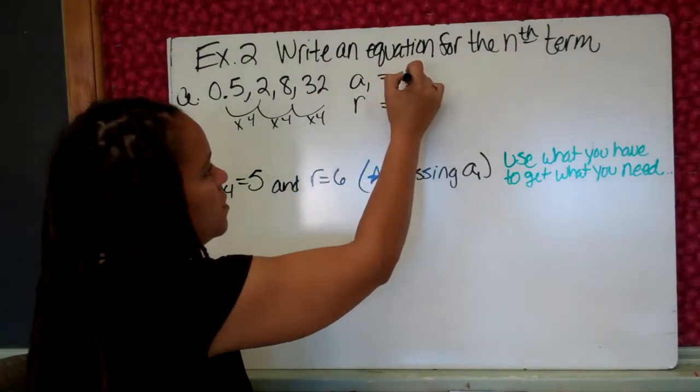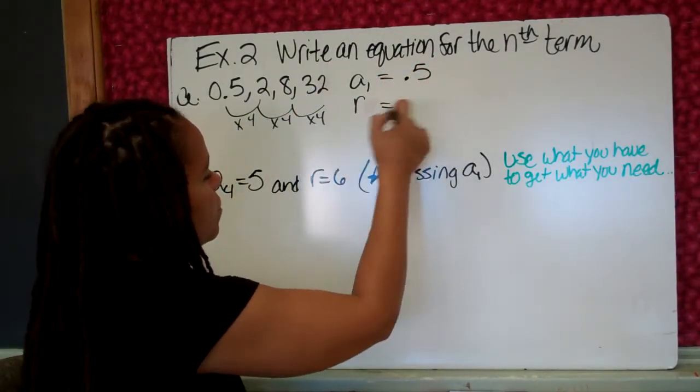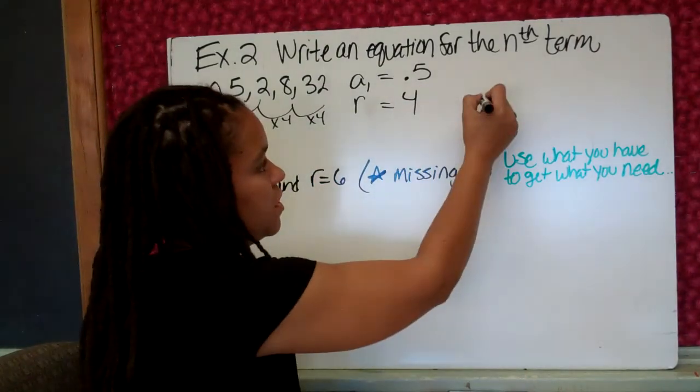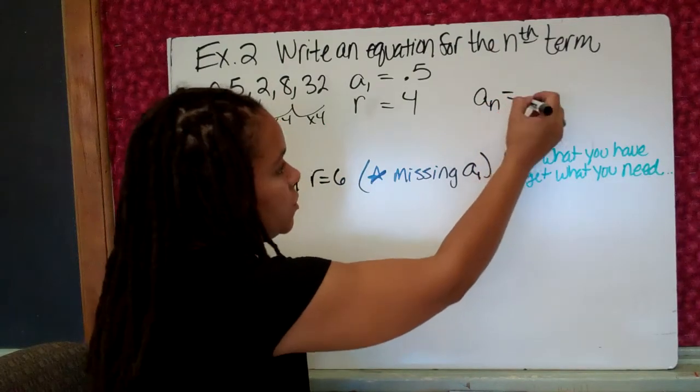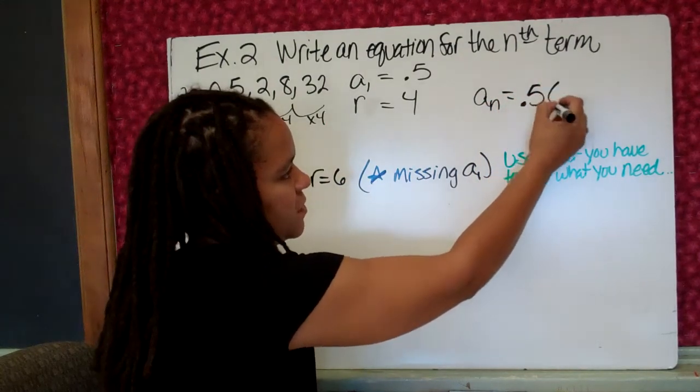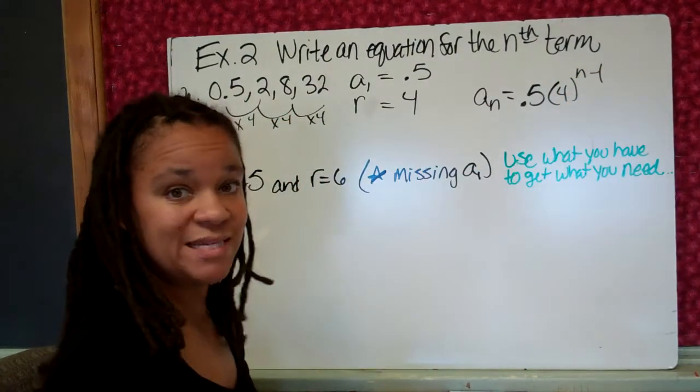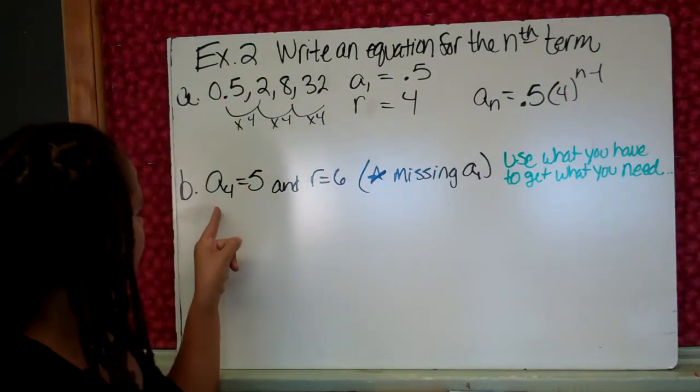So A1 is 0.5, the common ratio is 4, and we just plug those in to write the equation. So A sub n is equal to 0.5 times 4 to the power of n minus 1. That's it.